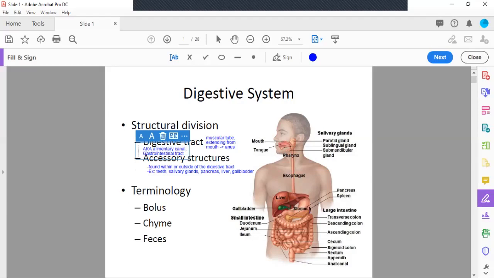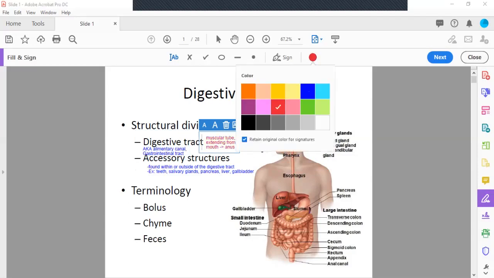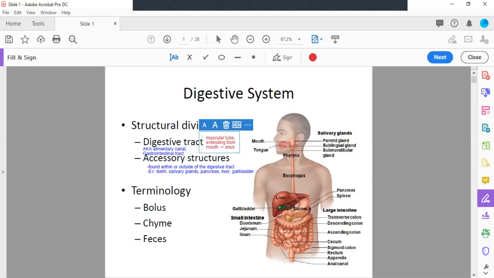I'm going to change to a different color to make it easier for the eyes, and I'll go with red. That makes it easier, red stands out.